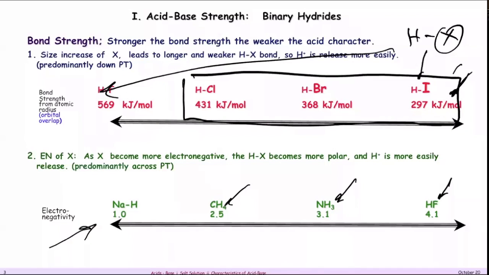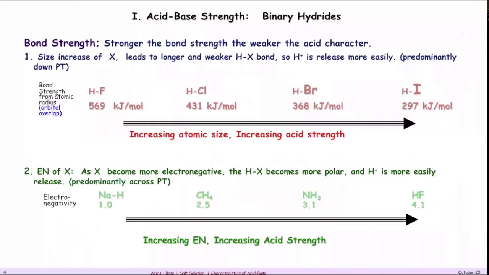Here is the electronegativity of sodium, carbon, nitrogen, and fluorine. Fluorine is definitely more electronegative than sodium. That means that it's going to be more polar than this guy, which makes this a stronger acid than this guy. In fact, these guys right here are non-acid. They don't want to give up their hydrogens readily. So there are two factors for binary acids. One is bond strength. The other one is electronegativity.